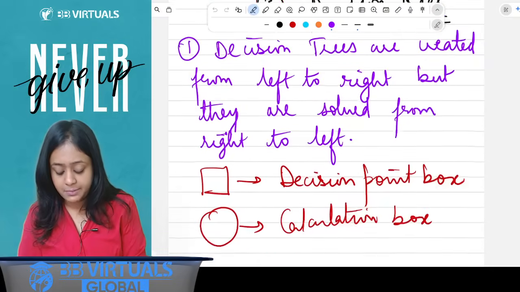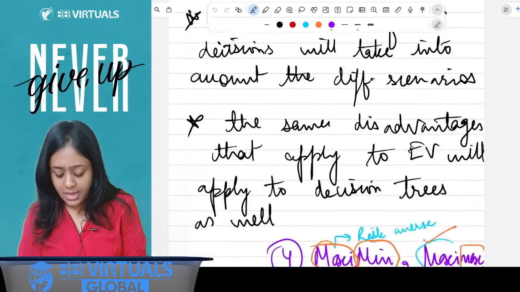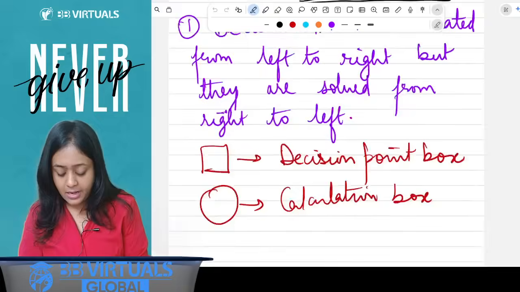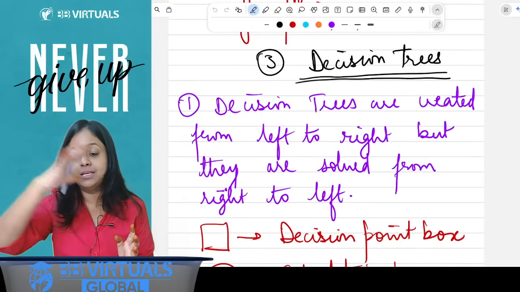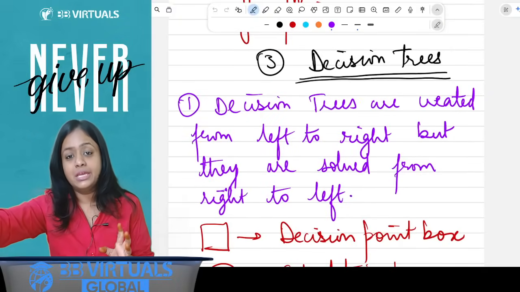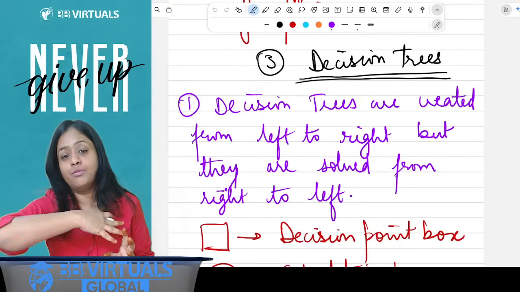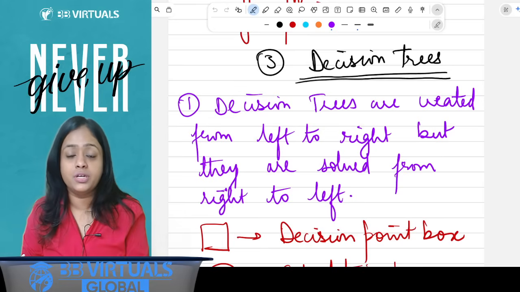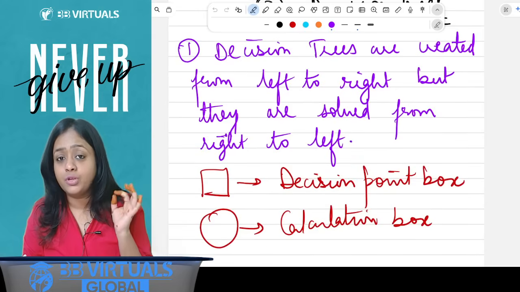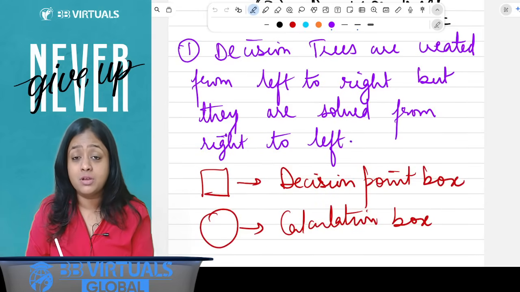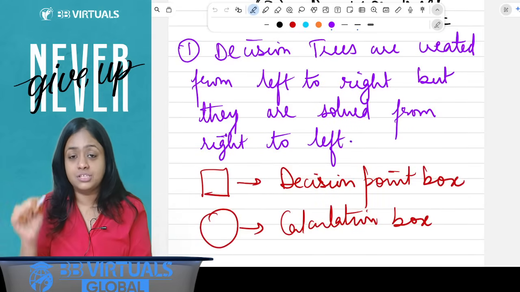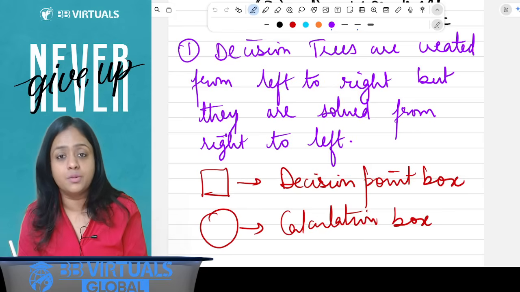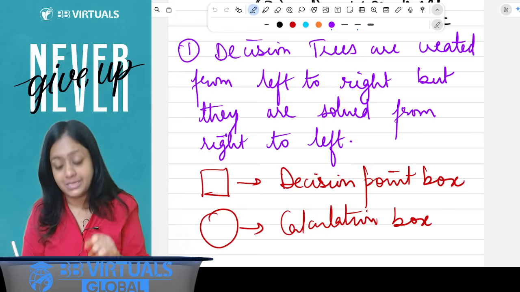Now, the decision tree method is simply that you have decision trees, which are created from left to right, and then from right to left we solve them. We use probabilities to solve them. Two important pointers to note: whenever you have to take a decision, it will always be a square box, and whenever you're doing calculations like probability calculations, you're always doing it in the circular box. So make sure that you don't forget them.